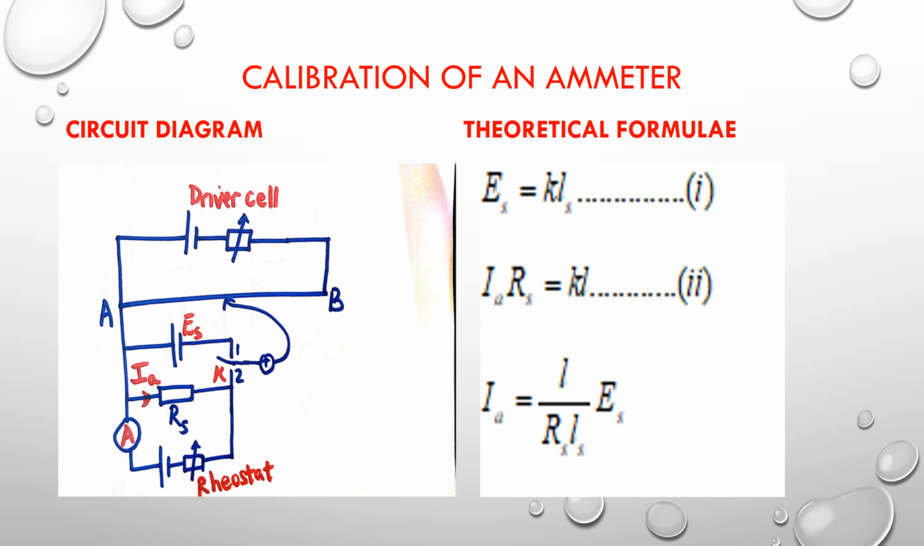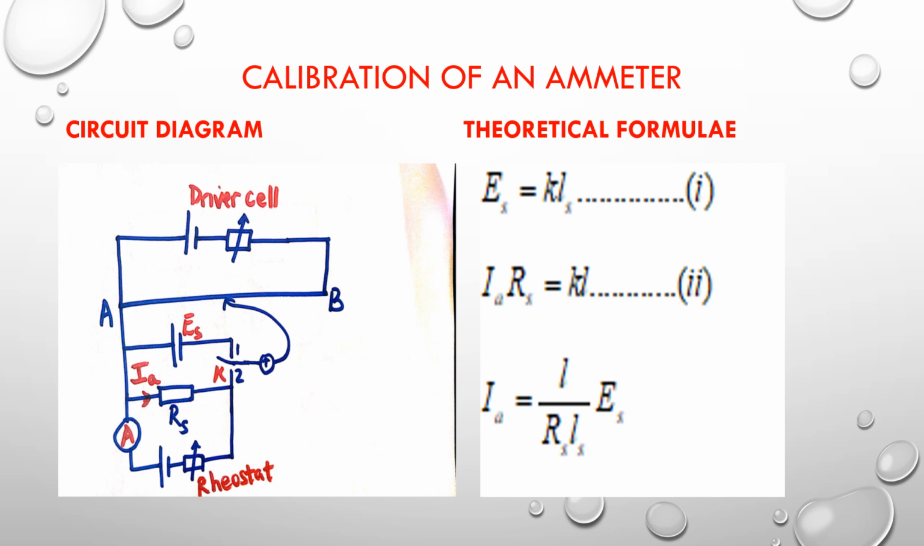The circuit diagram that you see on your left hand side is the diagram that is used for that purpose. It consists of a standard cell, a standard resistor, a rheostat, an ammeter, and of course a driver cell, which maintains a steady current in a uniform resistance wire AB.